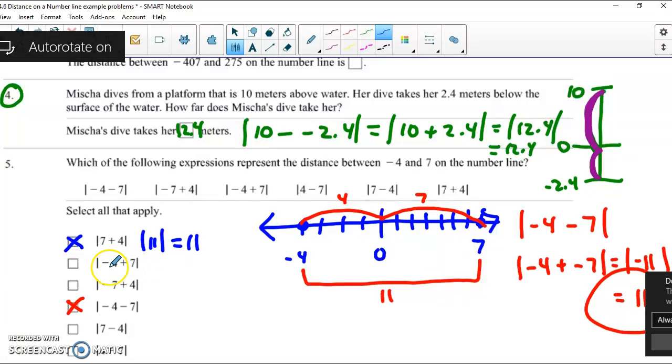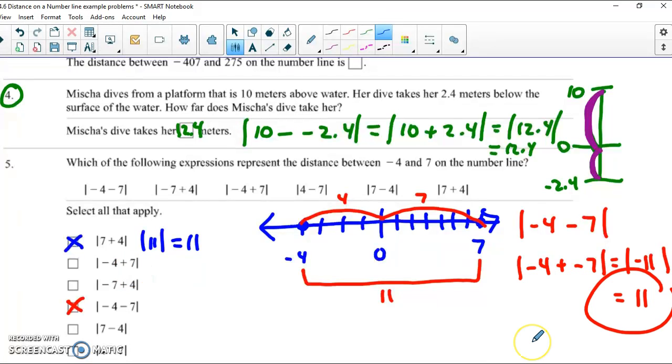We're looking at the absolute value of -4 plus 7. Well, if I use my integer rules, I have different signs. I have a -4 and a +7. So I'm going to find the difference between these. So I'm really going to subtract. 7 minus 4 is 3, and my bigger number is positive, so my answer is positive. So I'm really finding the absolute value of 3, which is 3. So this one would not be equivalent to the distance of -4 and 7.